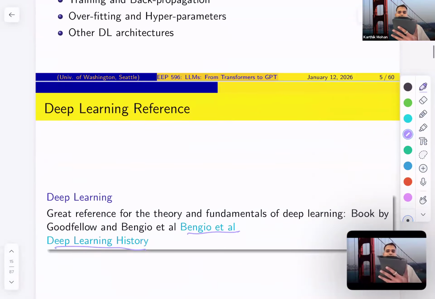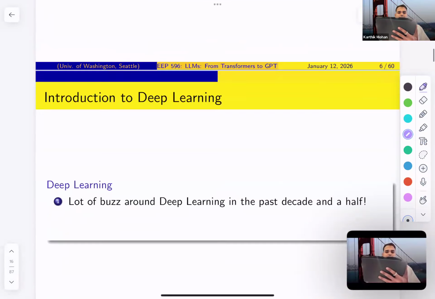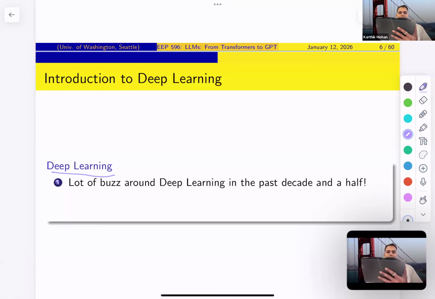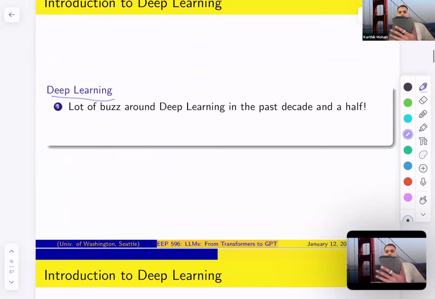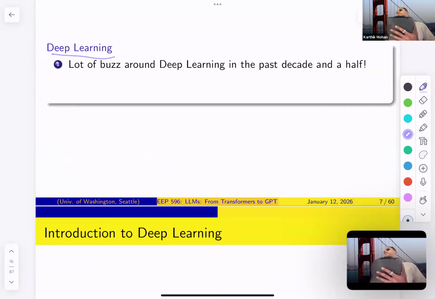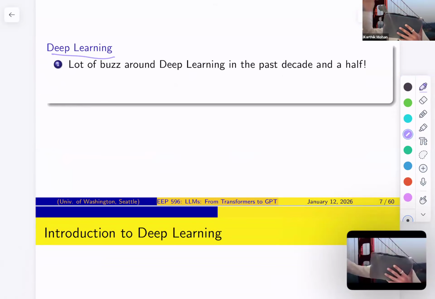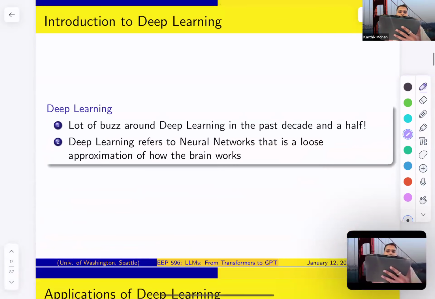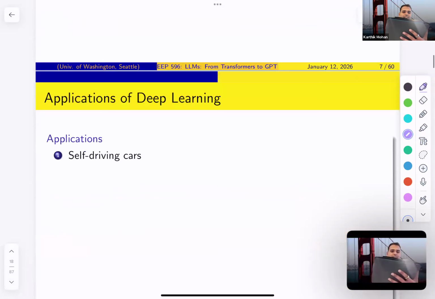Okay. So introduction to deep learning. There's been a lot of buzz around deep learning in the past decade and a half. Before LLMs became popular, deep learning was the big deal. And deep learning kind of led to LLMs with transformers, right? So deep learning refers to neural networks, a loose approximation of how the brain works. We spoke about this last lecture as well.